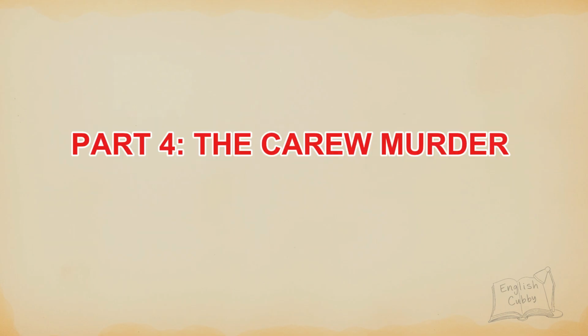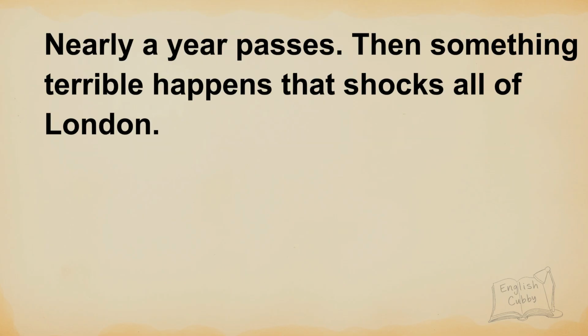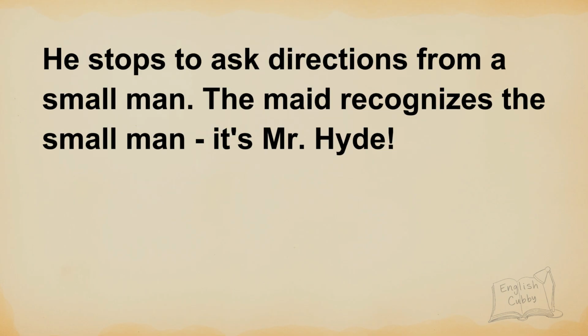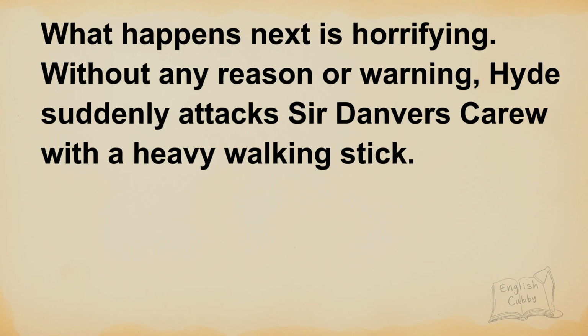Part 4. The Carew Murder. Nearly a year passes. Then something terrible happens that shocks all of London. A maid is looking out her window late one night. She sees an elderly gentleman walking along the street, Sir Danvers Carew, a respected member of Parliament. He stops to ask directions from a small man. The maid recognizes the small man. It's Mr. Hyde. What happens next is horrifying.